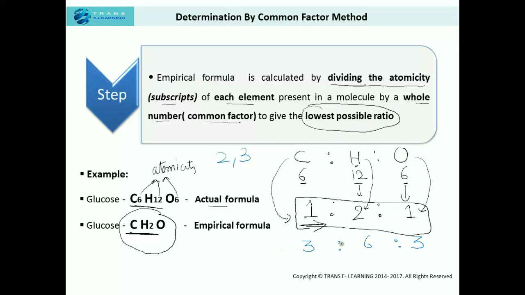So again we need to divide it by 3 to get 1:2:1. So we would have got the same answer if we had taken 2 and 3. Instead of taking this longer route, we should choose the common factor accordingly to give the lowest possible ratio. So this is how you determine the empirical formula using this common factor method.